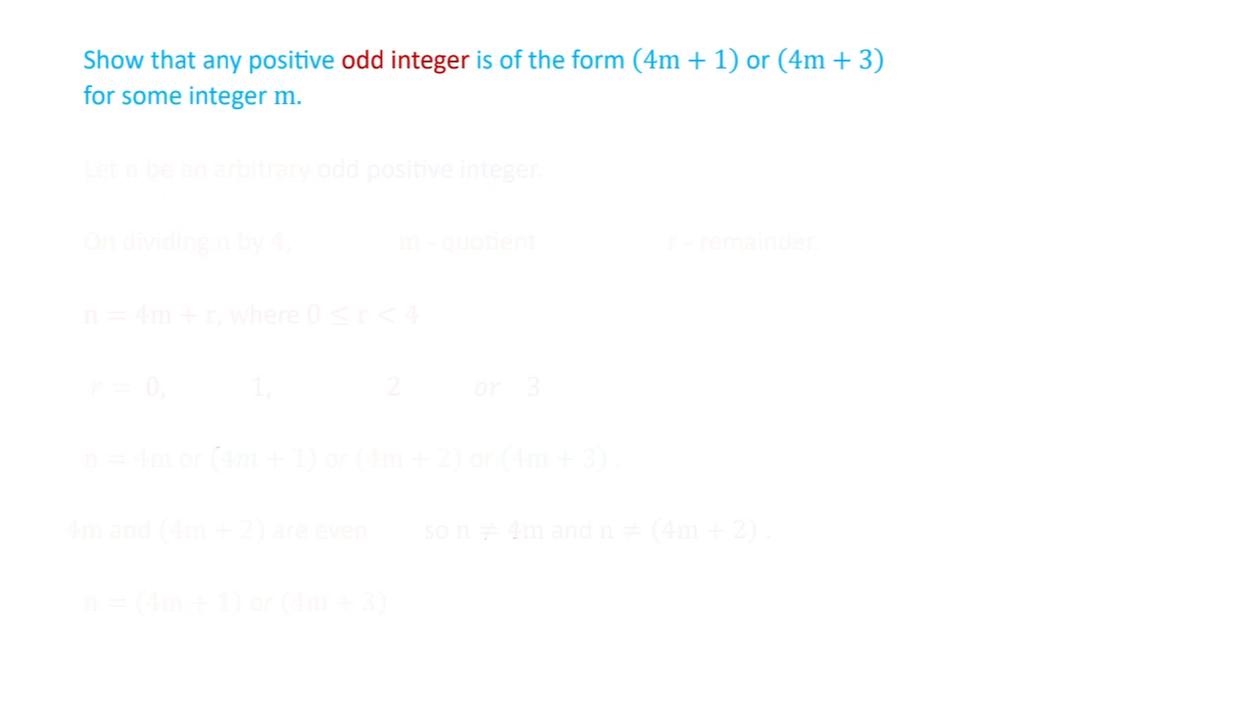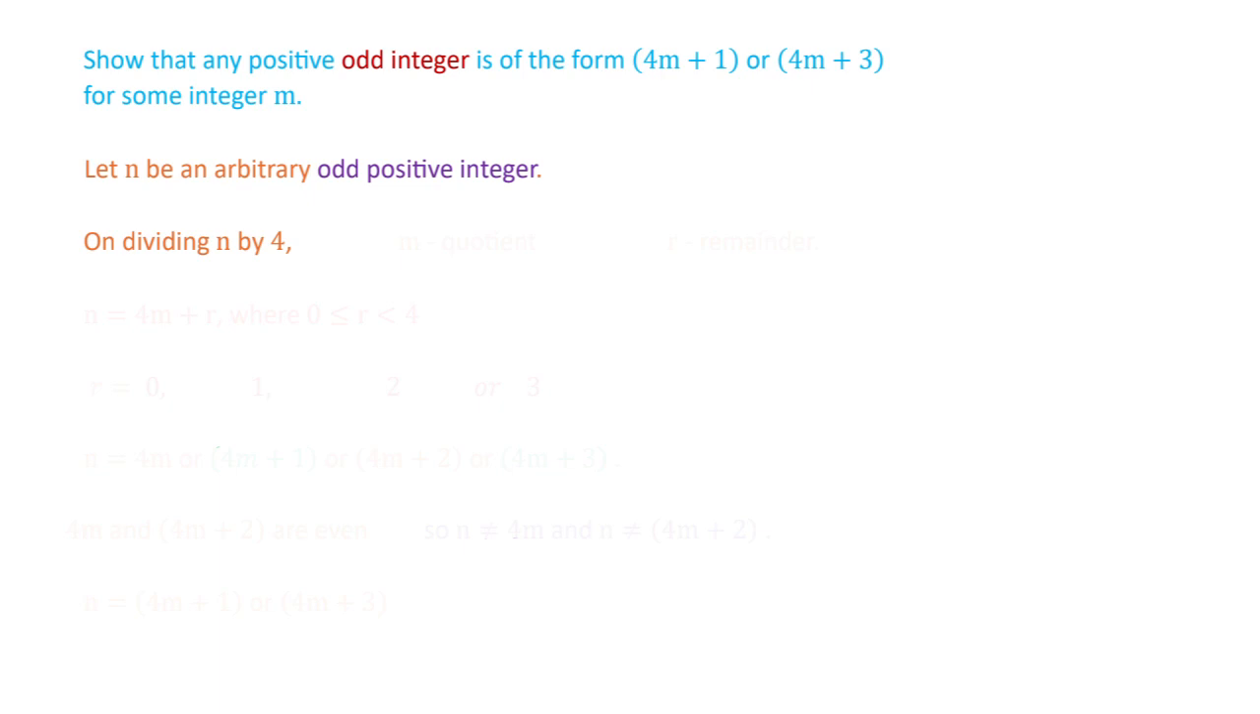Now the next question we have is to show that any positive odd integer is of the form 4m plus 1 or 4m plus 3. So the coefficient of m over here is 4. It means we are interested in divisibility by 4. So suppose we let n be an arbitrary odd positive integer, and we divide n by 4. I hope it is clear to you why we are dividing by 4, because the answers we require should be in the form 4m plus 1 and 4m plus 3. That is why we are dividing this number n by 4.